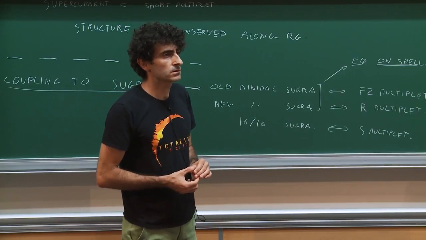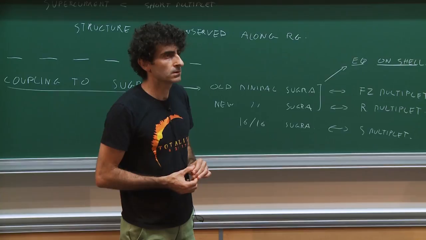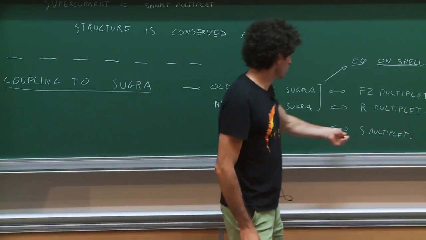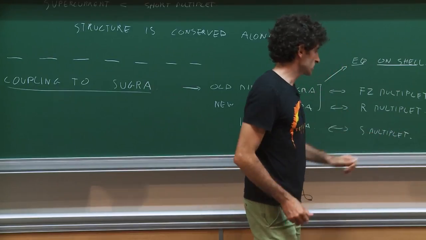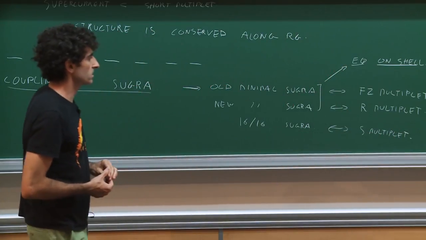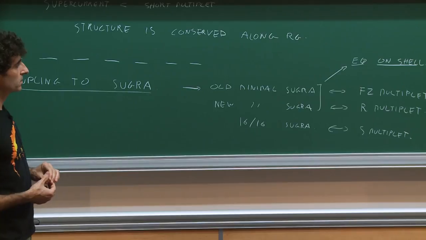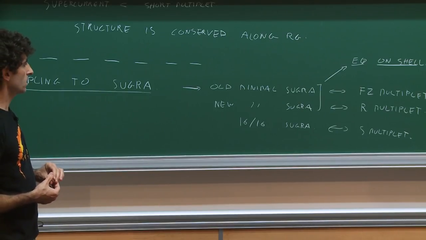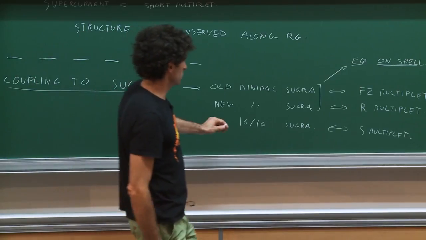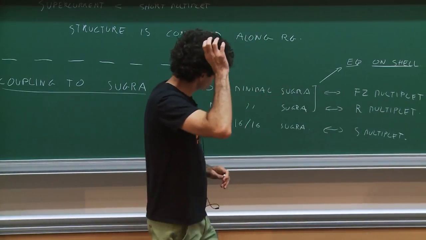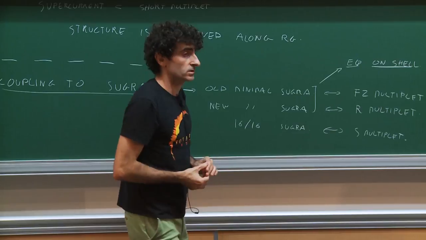Is the 16-16 supergravity multiplet irreducible or reducible? Well, it couples to this multiplet that, as we discussed, is generically not reducible. But the supergravity looks reducible. You just said it. Again, this might have to do with imposing the equation of motion. I'm not sure.